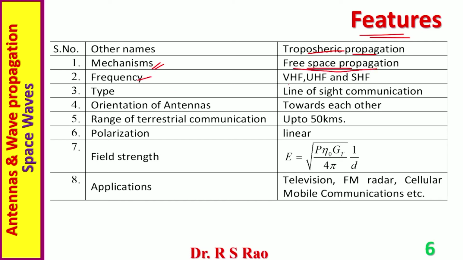Frequency: it must be above HF, therefore VHF, UHF, SHF. VHF means very high frequency, UHF stands for ultra high frequency, SHF stands for super high frequency. Type: line of sight communication, orientation of antennas towards each other. Range of terrestrial communication: up to 50 kilometers. Polarization: usually linear polarization is used. Field strength at the receiving antenna is given by this formula: square root of P eta naught GT over 4 pi multiplied by 1 over D. The meaning of all these terms is explained later. Applications: television, FM, radar, cellular mobile communications, etc. Microwave communication systems like radars employ space waves.